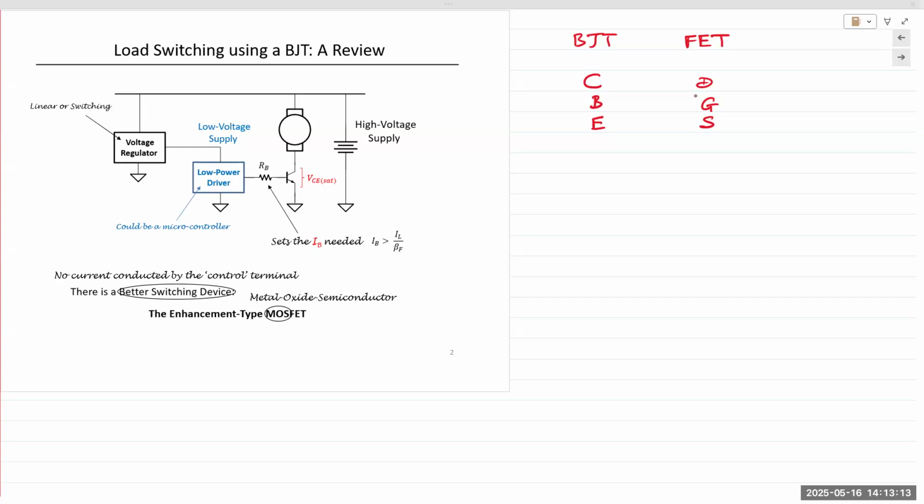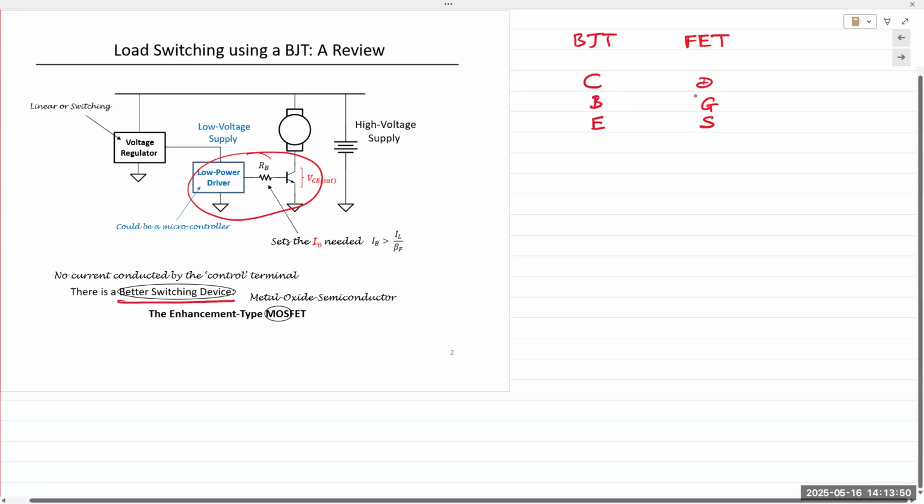Now, BJTs, we saw some applications where primary usage was as a switch. We operated in a cutoff or saturation region, meaning it's either off or it's on. So it's switching, right? But in order for it to switch, we do require some amount of current to actually go into the transistor. Okay. Well, an FET can be operated as an amplifier and as a switch, but is a far better switching device than the transistor because current does not actually go into the FET. Okay. So it is a better switching device.